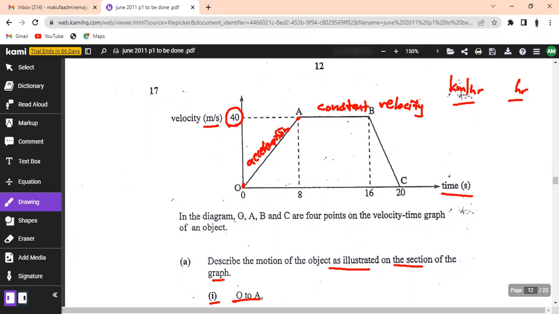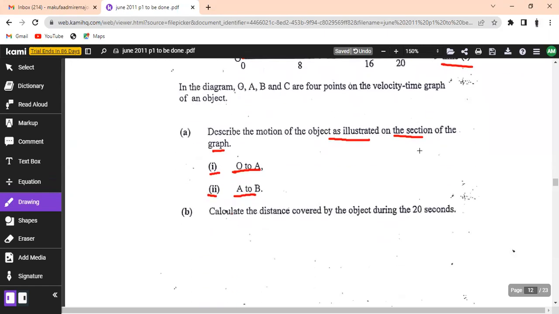This is the constant velocity that the object is moving with throughout. Whenever you've got a horizontal line, it means the velocity was constant. And also the other thing that you must note: at a condition where you have constant velocity, acceleration is equal to 0 meters per second squared. I'm just saying, I didn't say this is what you're supposed to write. You just need to know this. Acceleration is equal to zero when there is a constant velocity.